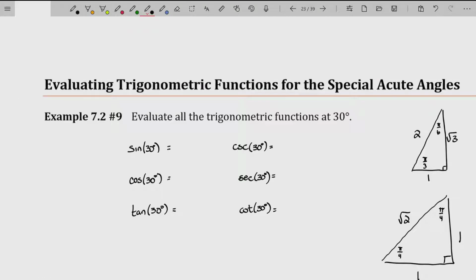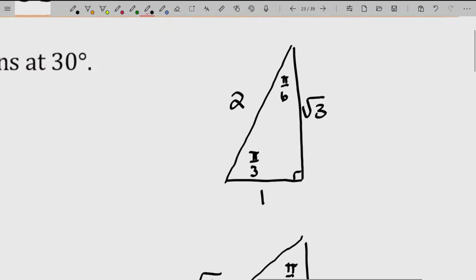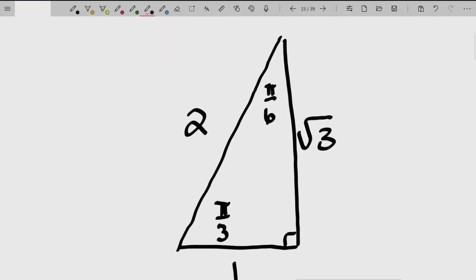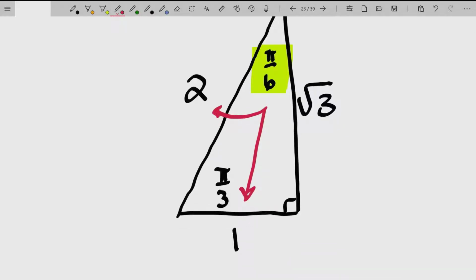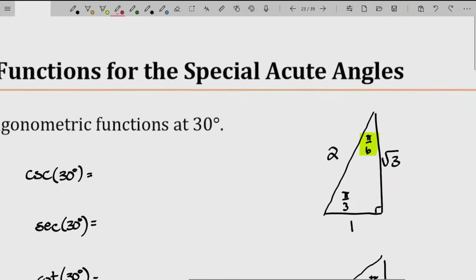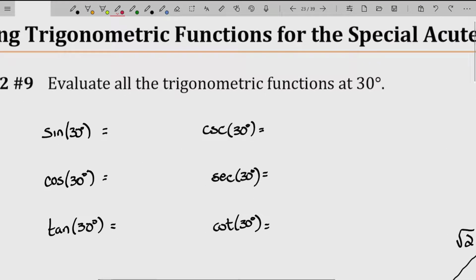Now we're going to go ahead and reference our triangle here. This is the 30, 60, 90. Specifically 30 degrees is pi over 6 radians. And sine is going to be opposite over hypotenuse. So 1 over 2. So sine of 30 degrees is going to be 1 over 2. Its reciprocal is the cosecant of 30 degrees, which will be 2 over 1 technically.